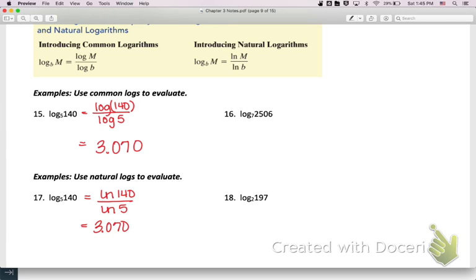Okay. So go ahead and do those last two examples, 16 and 18. For number 16, I want you to use common logs. For number 18, I want you to use natural logs. And let's come up with those answers. I'll be back in 3 seconds with the last answers for today.